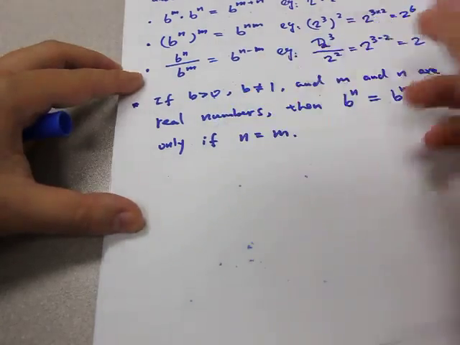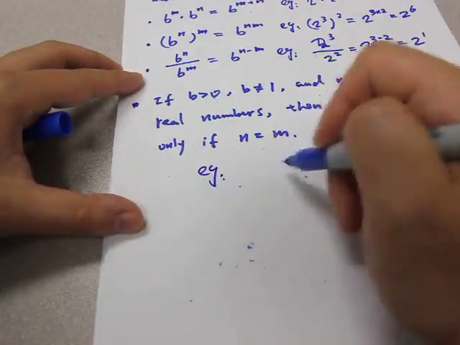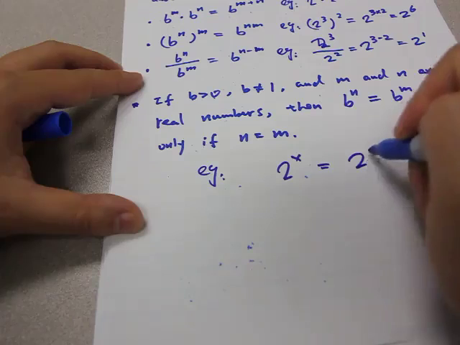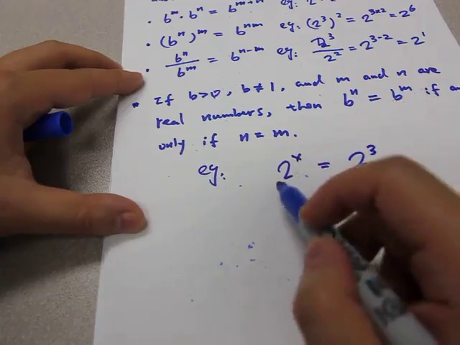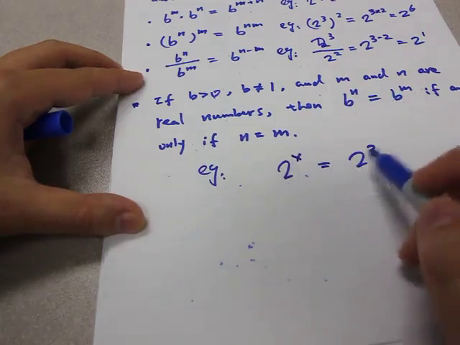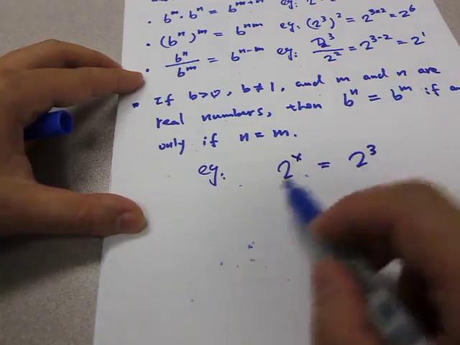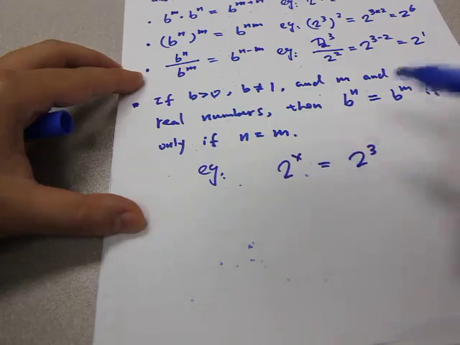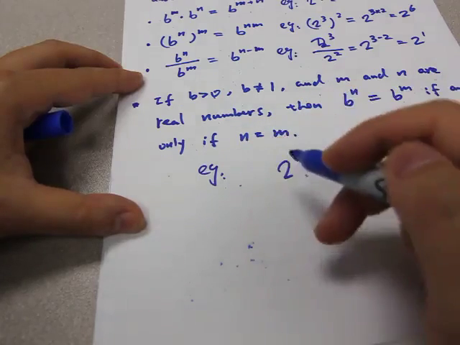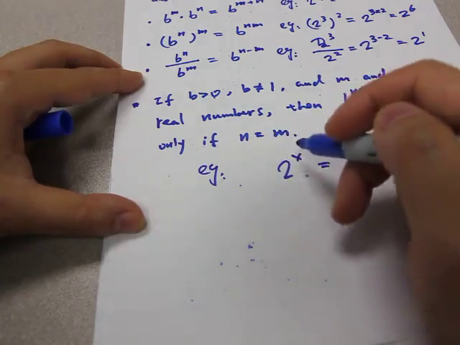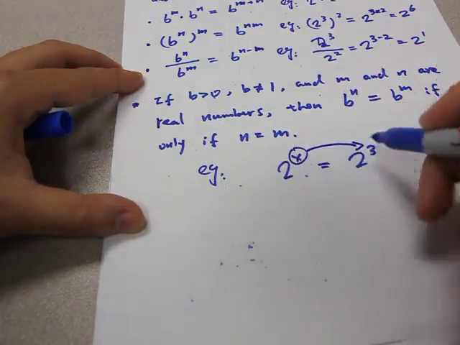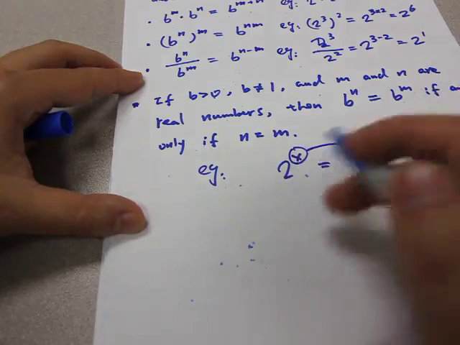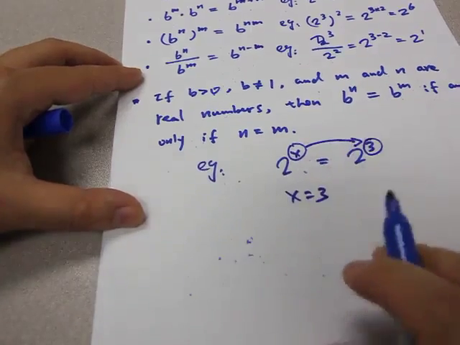So what this property is saying is if we have two exponentials, one is 2 to the x, another one is 2 to the 3, and their bases are the same, then the only value x could be must be equal to the power of the other exponential. So here x must be equal to 3.